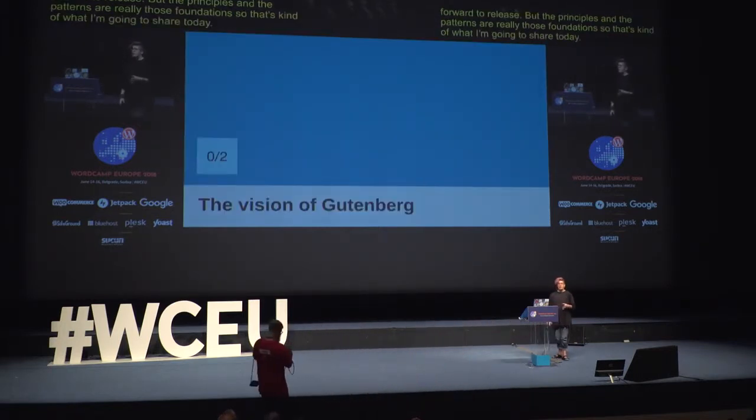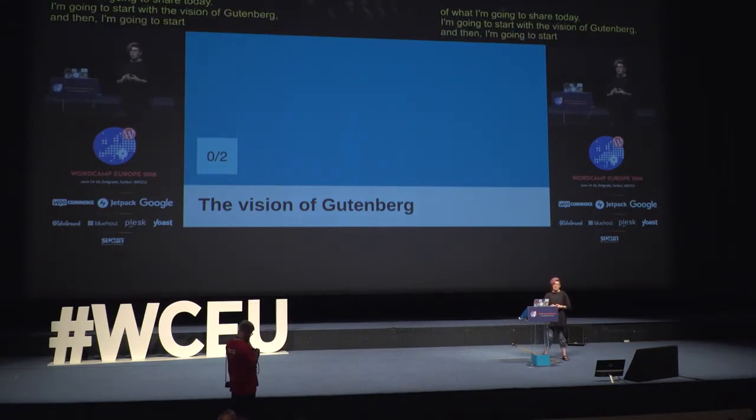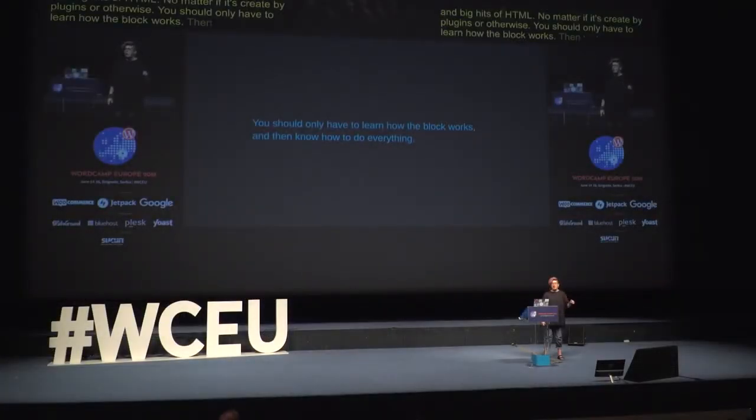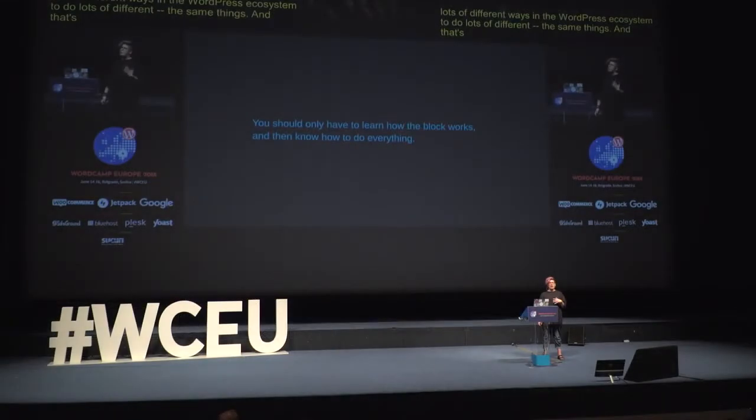I'm going to start with the vision of Gutenberg, and then I'm going to start thinking really about getting into the blocks themselves. This, in short, is the vision. Everything is a block. Text, images, galleries, widgets, shortcodes, little tiny bits and big bits of HTML, no matter if it's created by plugins or otherwise. And you should only have to learn how the block works, and then you know how to do everything. A lot of this is about unification. There's lots of different ways in the WordPress ecosystem to do lots of the same things. And that's not great from a usability perspective. So we can kind of level that a little bit.